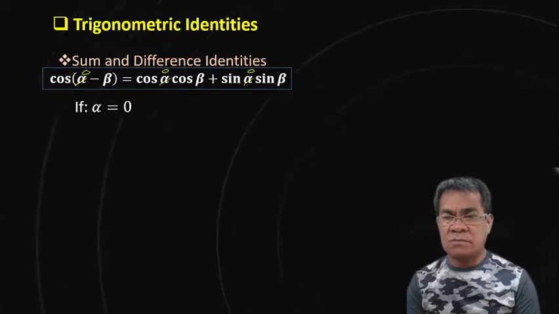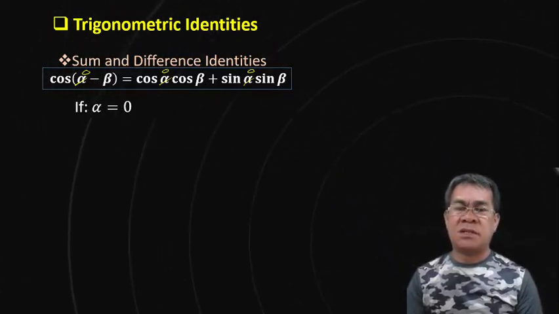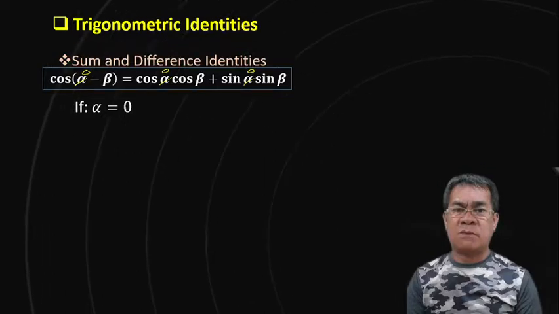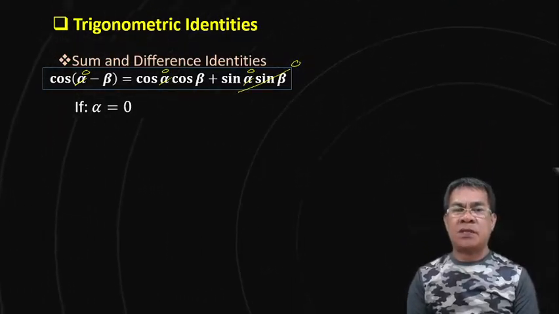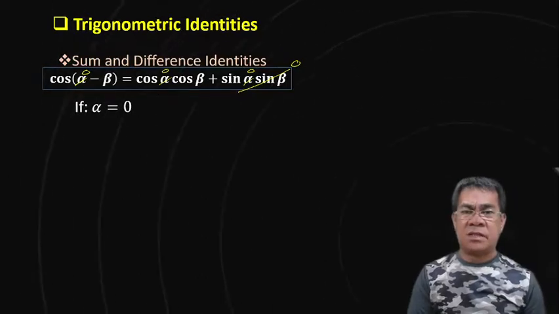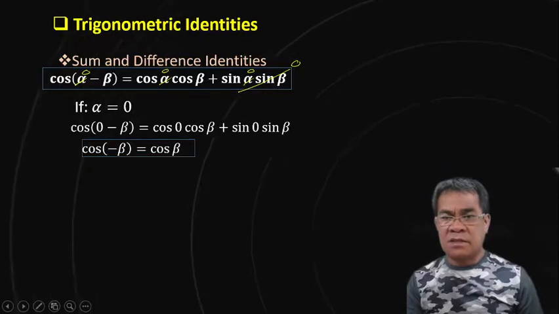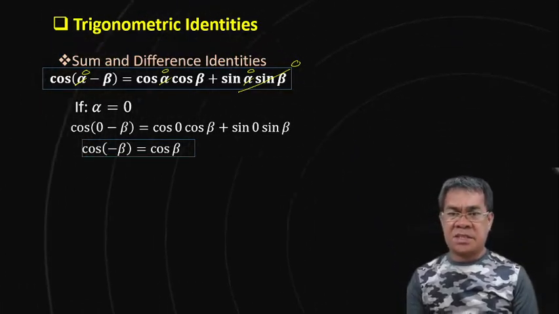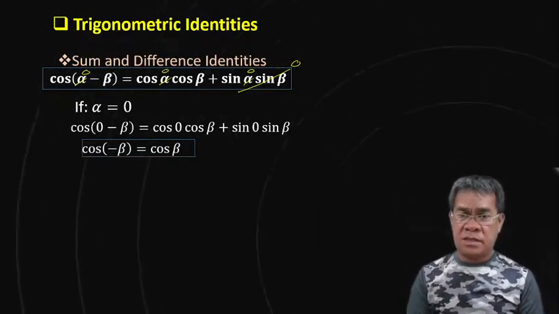But this one is what? The cosine of 0 is 1. So 1 times cosine beta is just cosine beta. But the sine of 0 is 0. So if one term is 0, multiplied by another number, the result is 0. So this term becomes eliminated. So what we have now is the cosine of the angle negative beta is just equal to the cosine of beta.